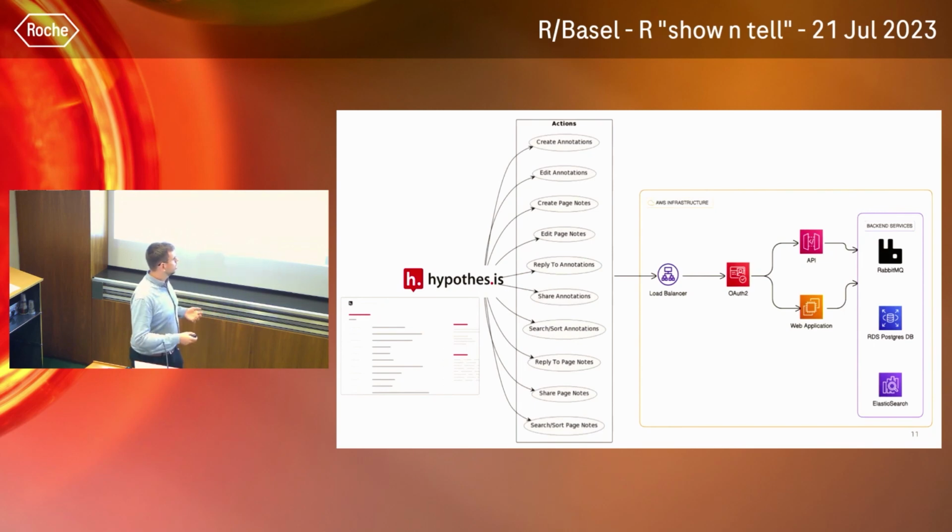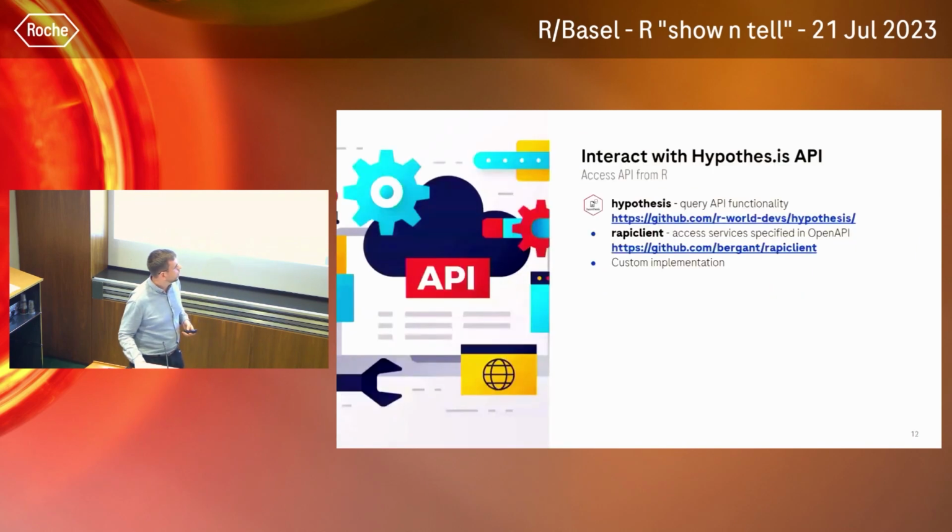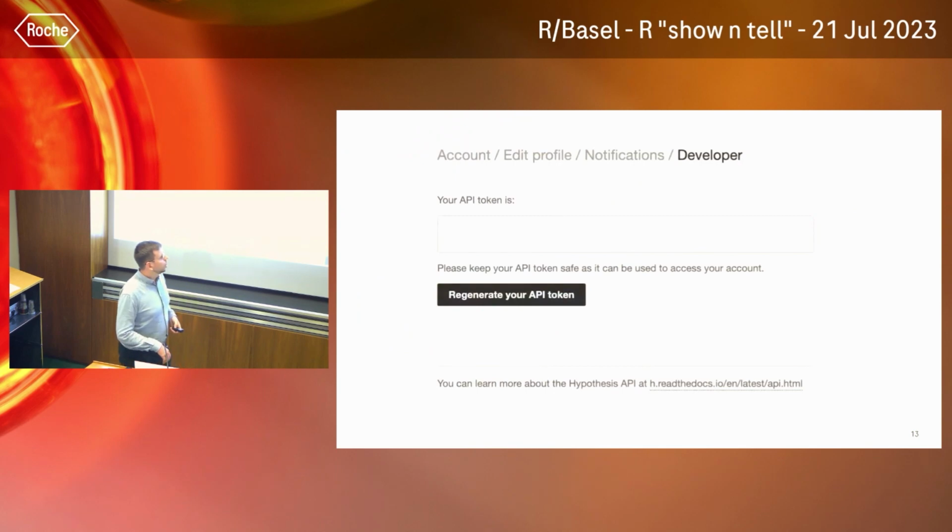So if we collaborate, for example, we can also do all these actions programmatically. Together with the hypothesis package, we also introduced the possibility to interact with the Hypothesis API. There are a few different ways to interact with the API. One is using the hypothesis package, but you can also use the R API client with the OpenAPI specification. You can also use other implementations.